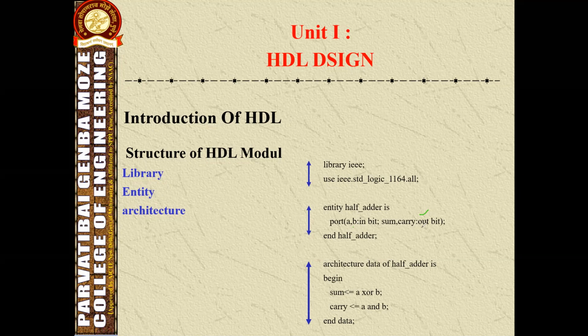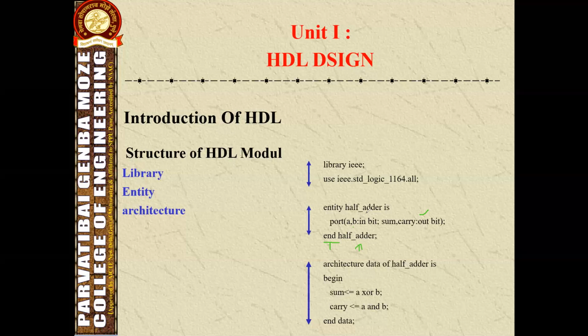The last line of the entity's code uses the predefined word end, which ends the entity. The name of the entity can follow the word end, as in end half adder, or the name can be omitted and only end is written. The semicolon is an important character in HDL and it is used as a separator, similar to the carriage return used in the C language. After completing the port declaration, it should end with the end statement.